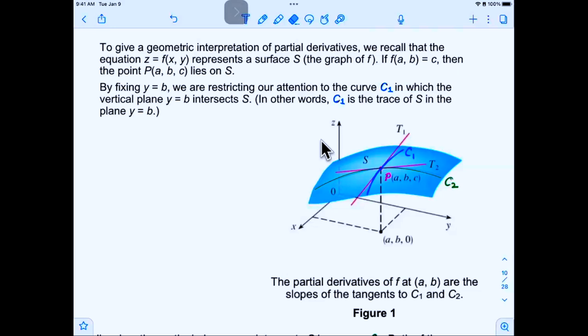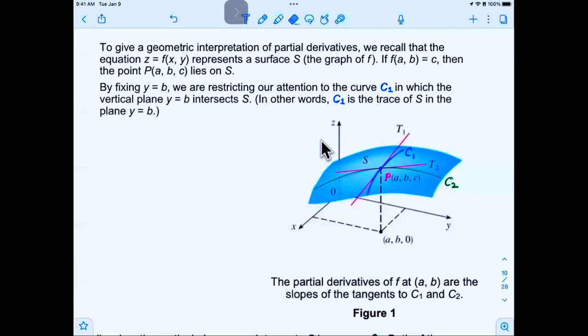So first we're going to fix the y to b. How do you fix y to b? Well, you just take y equal to b. Y equal to b is this vertical plane over here. When you slice the surface with this vertical plane, it results in this curve over here. So the intersection will be this curve, C1. Let's call that C1.